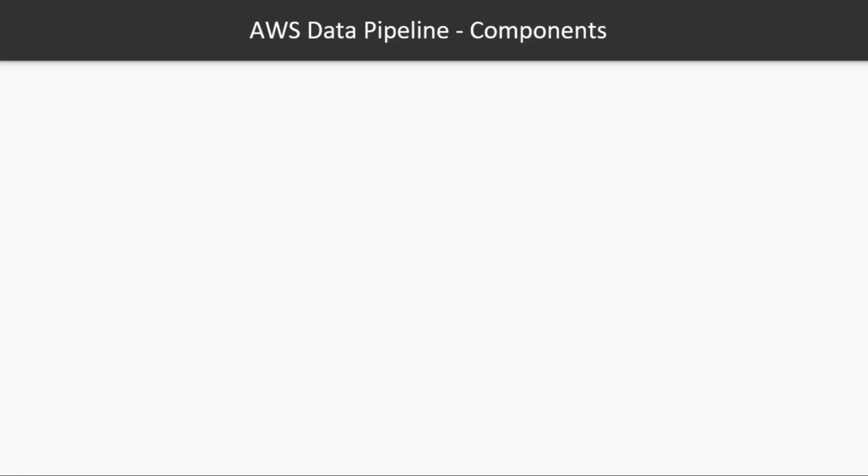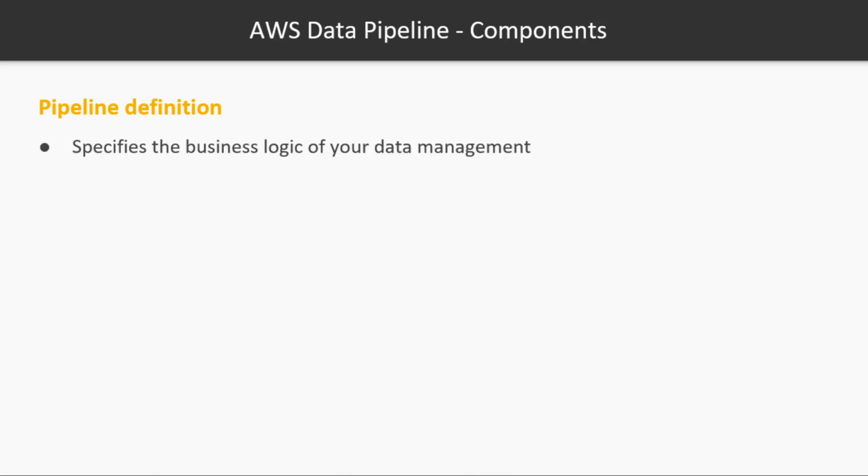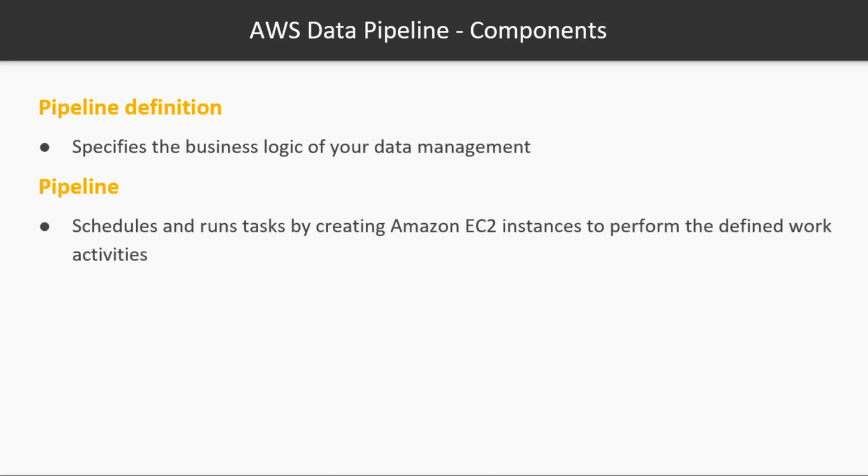Now let's look into the different components which are present in an AWS Data Pipeline. Pipeline definition specifies the business logic of your data management. A pipeline schedules and runs tasks by creating Amazon EC2 instances to perform the defined work activities. You upload your pipeline definition to the pipeline and then activate the pipeline. Task Runner polls for tasks and then performs those tasks. For example, Task Runner could copy log files to Amazon S3 and launch Amazon EMR clusters.